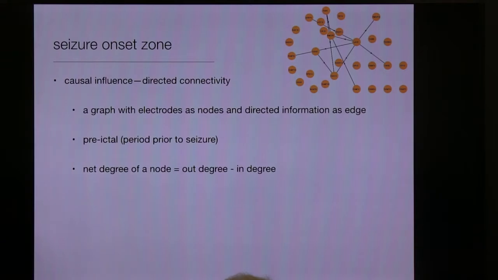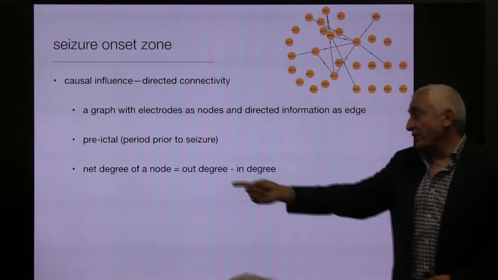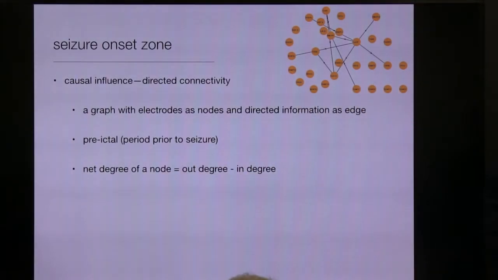Now, the question is, from this graph, can we say which nodes, which electrodes were part of the seizure onset? You can look at this graph and define a number of different metrics to help you understand and measure the activity of particular electrodes. One that is very easy would be the net degree of a node, basically the out degree minus in degree, showing the activity of that particular node that is trying to reach out to the other nodes.